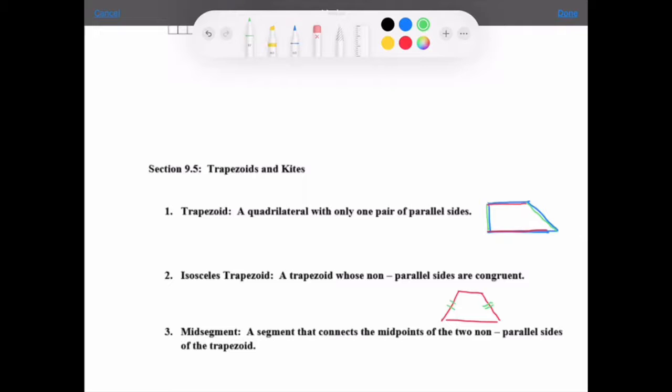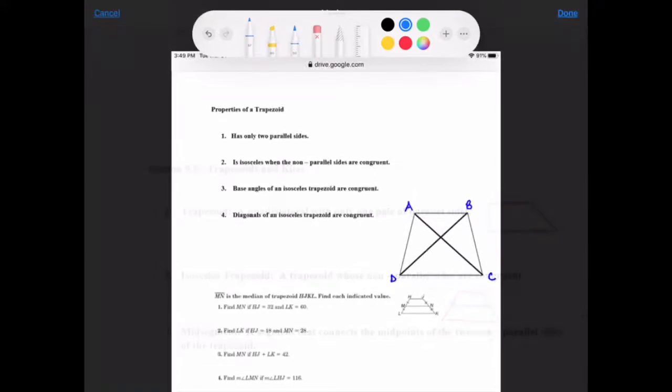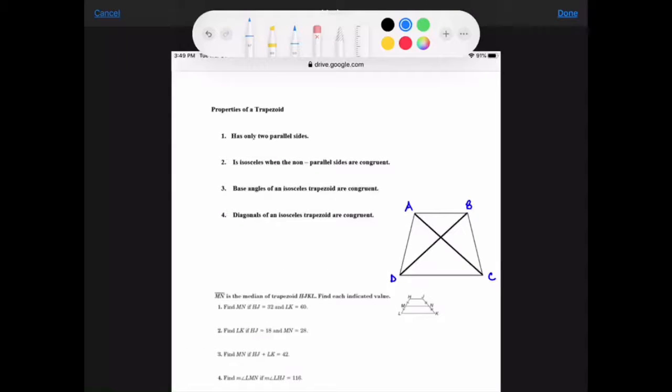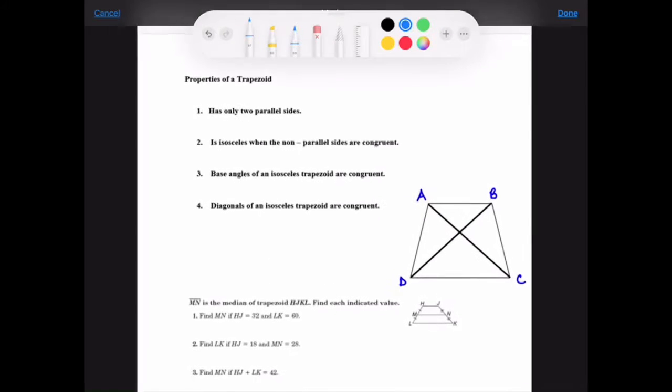And last but not least, we have a midsegment. A midsegment is a segment that connects the midpoints of the two non-parallel sides of the trapezoid. So a midsegment looks like this. We have our two midpoints on our non-parallel sides, and we connect them, and that is our midsegment. So now moving forward, let's look at the properties of a trapezoid.